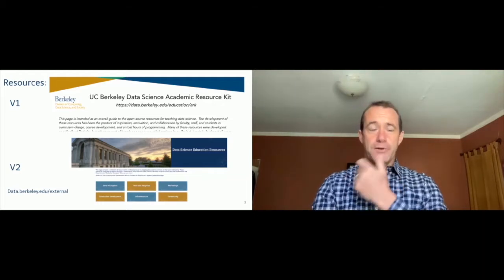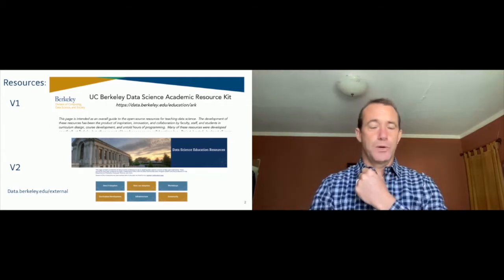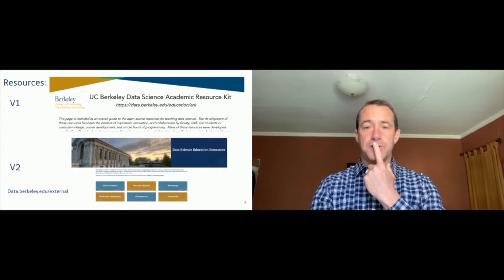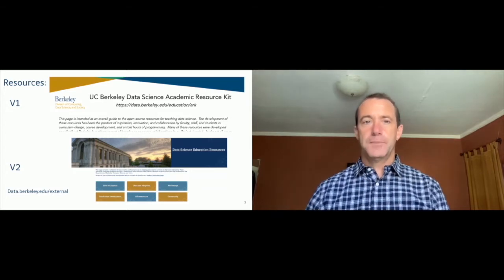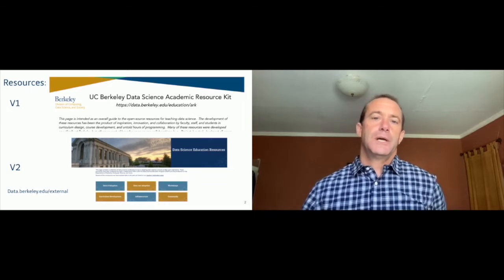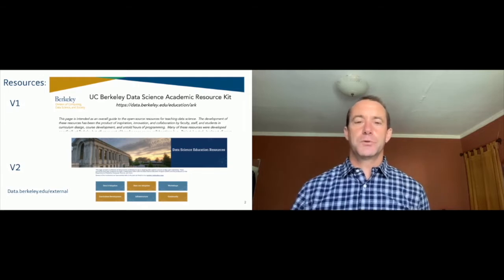Last year, we did another reboot, data.berkeley.edu/external, and this is a page that we're still maintaining. This is where you should go to find resources, guides, and discussions of different ways to adapt the infrastructure. So these are 2 starting places that we send people to find where the materials and the tools are.